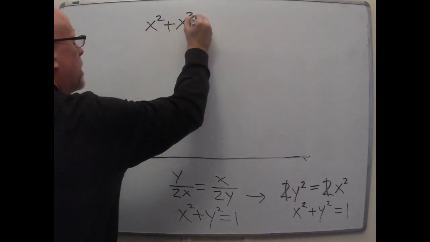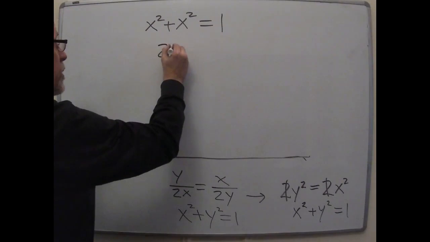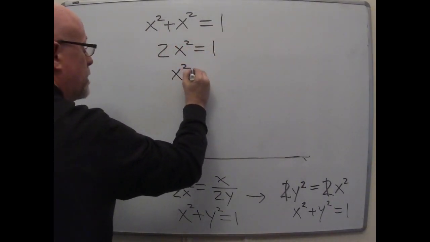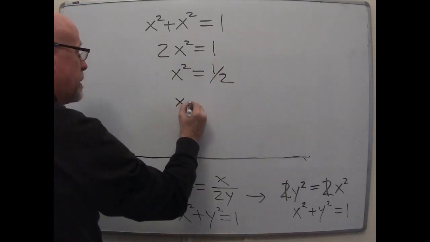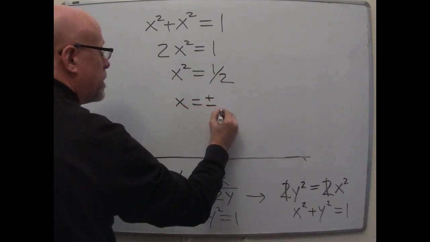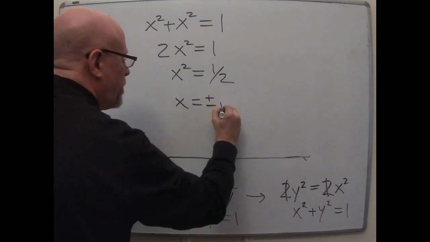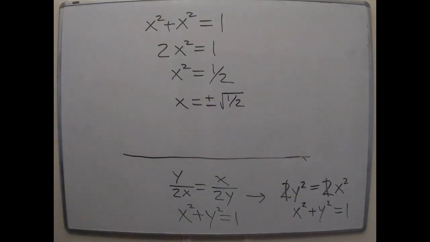squared is equal to 1. Or 2x squared is equal to 1. Or x squared is equal to 1/2. Or finally, x is plus or minus, should I say root 2 over 2? I'm just going to say square root of 1/2. All right. Then what's y?